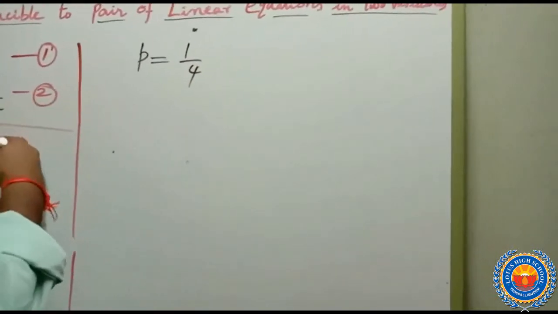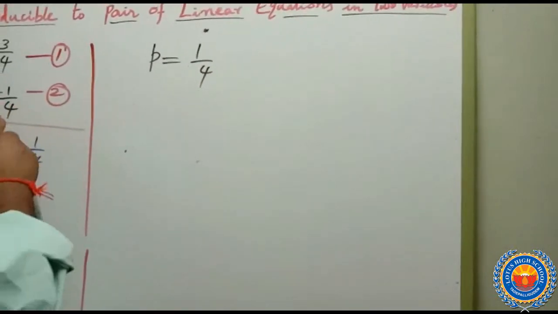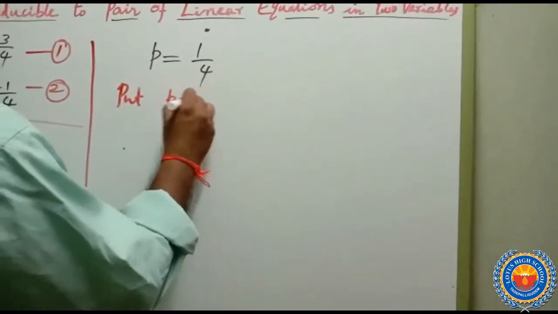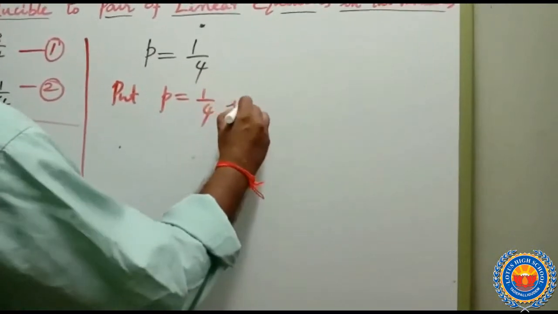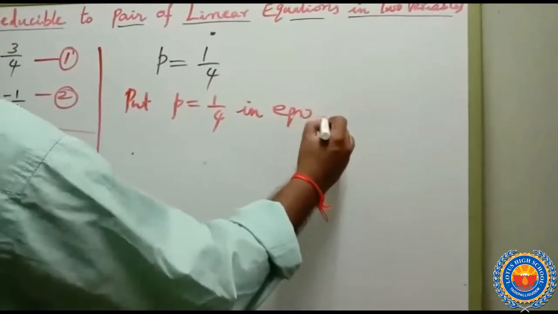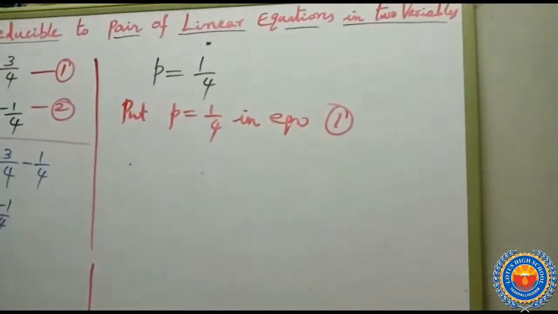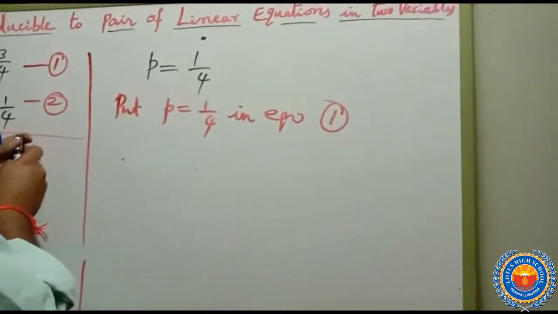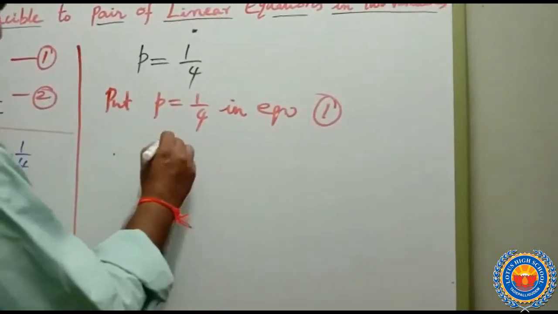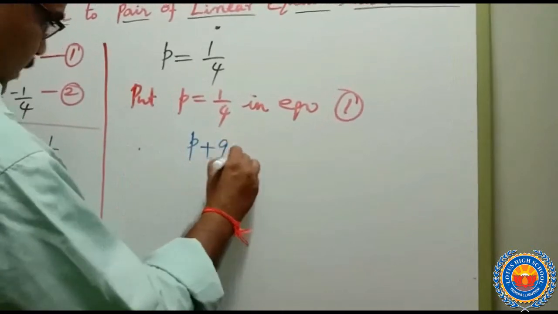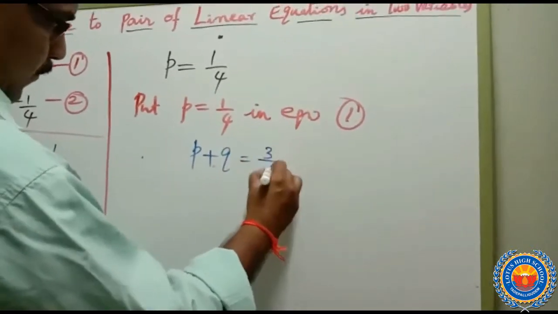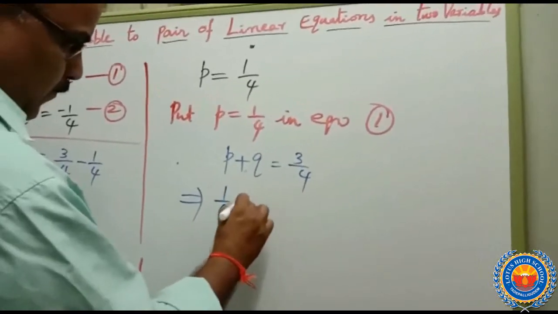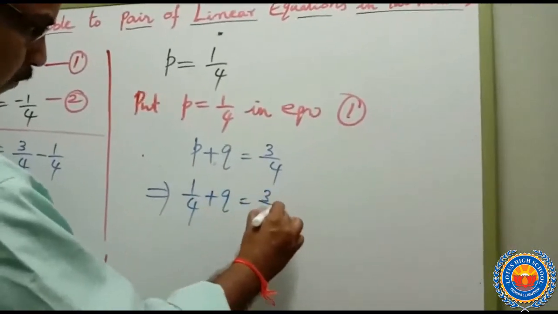Put p is equal to 1 by 4. Substitute p is equal to 1 by 4 in equation 1 or 2. Here, p plus q, what is equation 1? p plus q is equal to 3 by 4. That implies, for p put 1 by 4: 1 by 4 plus q is equal to 3 by 4.